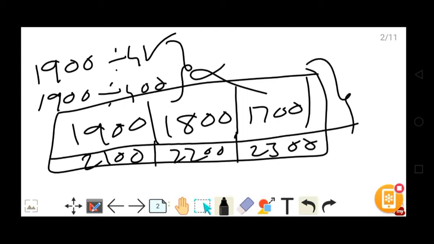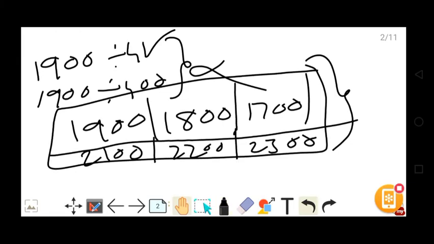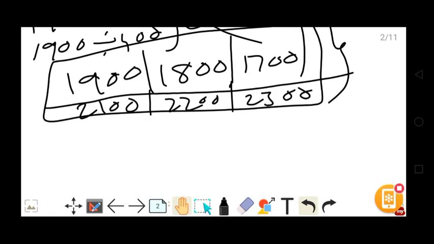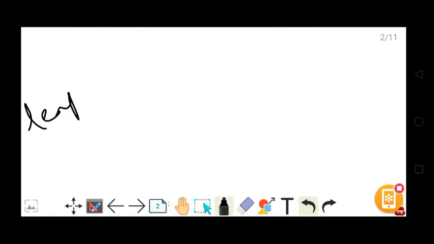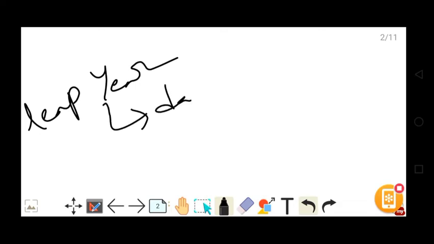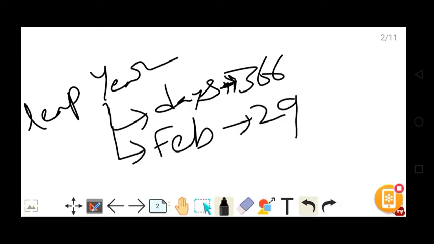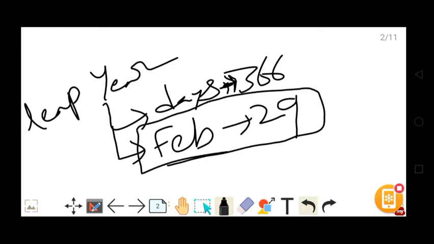How can you know whether a year is a leap year or not? In every leap year, what is the change? In every leap year, the number of days is 366. Where is the change? In the month of February, we have 29 days. That is the extra thing you have to know about a leap year. In a leap year, only February has 29 days.